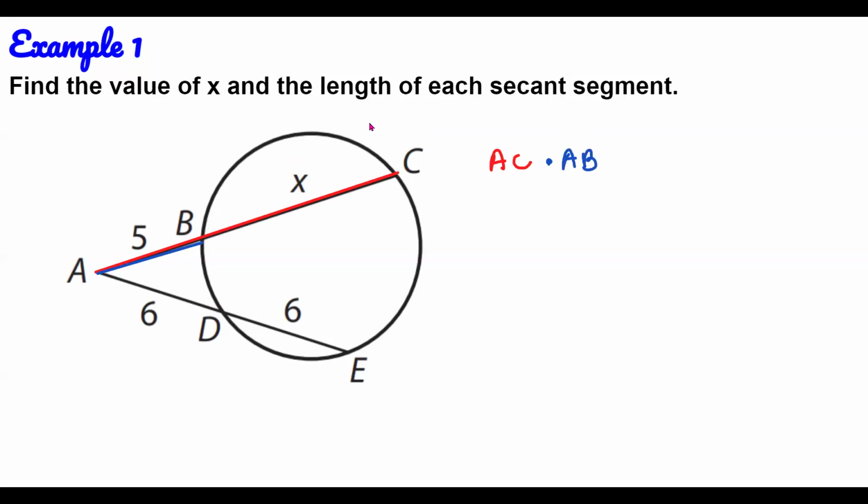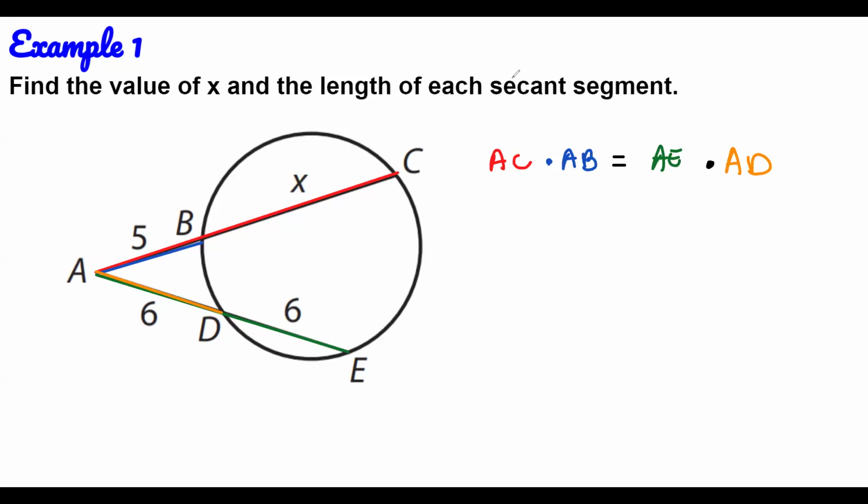And this is going to be made equal to the other entire secant. The other entire secant should be from A all the way to E, and it's going to multiply from A to E by its external part from A all the way to D. From A to D. Okay. So now that I wrote my equation, we can substitute the values.